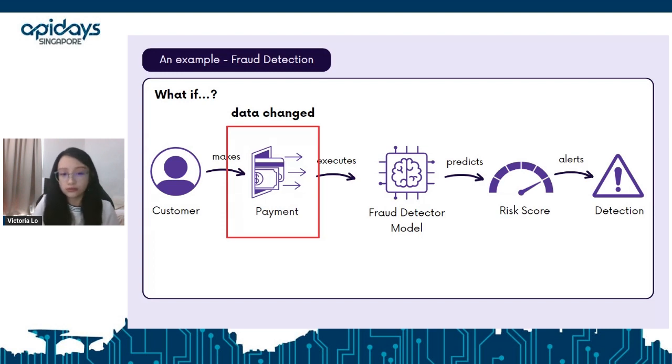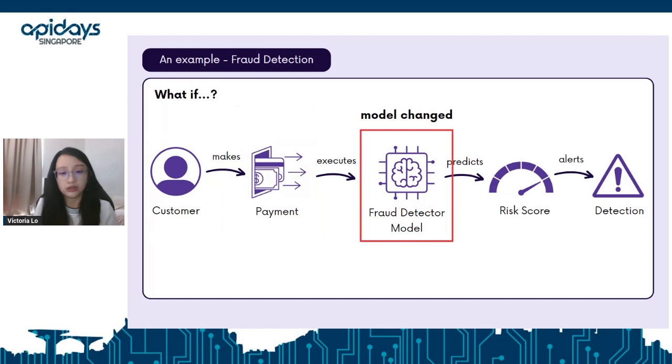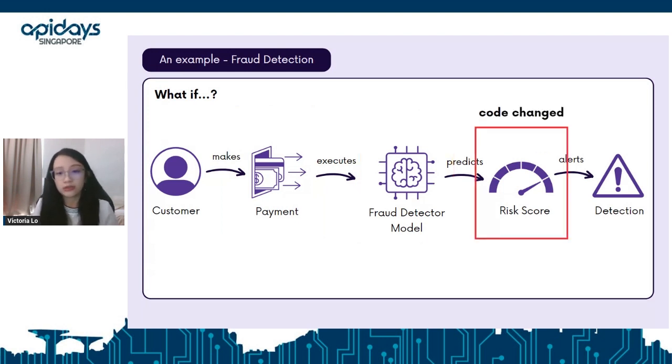That means that now that the data change, you have to update your model because now the model is no longer viable, is no longer accurate at predicting whether or not the transaction is a fraud or not. And so if the model has changed, that means we have to update the code as well, because the risk score, the way we calculate it, the way we determine the threshold would also be different. And we also have to deploy a new model. So everything would have changed then.